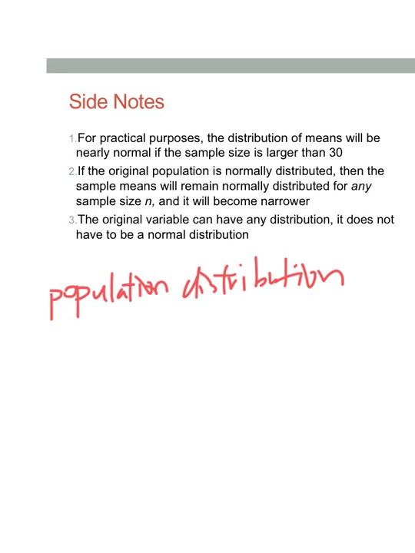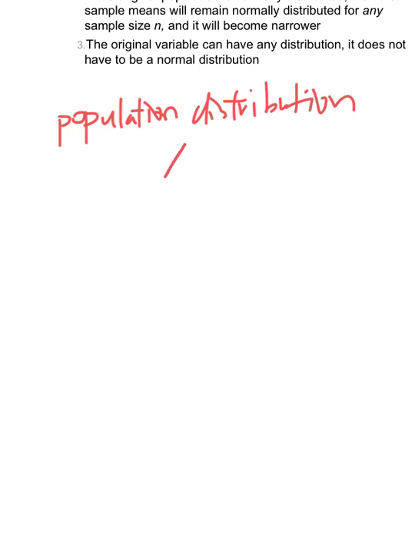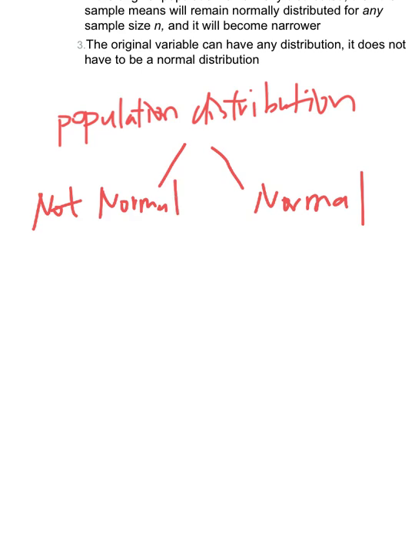For your population distribution, you have two scenarios. Sometimes it's normal, sometimes it's not normal. If it's normal, that's great. We don't need to worry about the sample size. For our X bar, it's a normal distribution, and then we can find the probability for X bar bigger than something, less than something, or between something with a normal CDF.